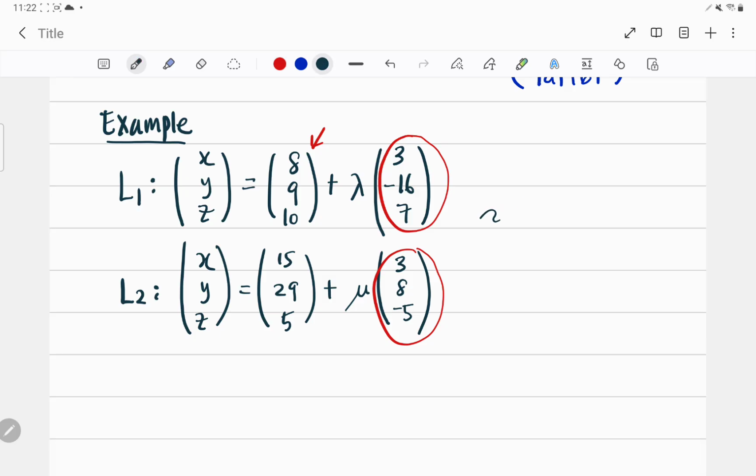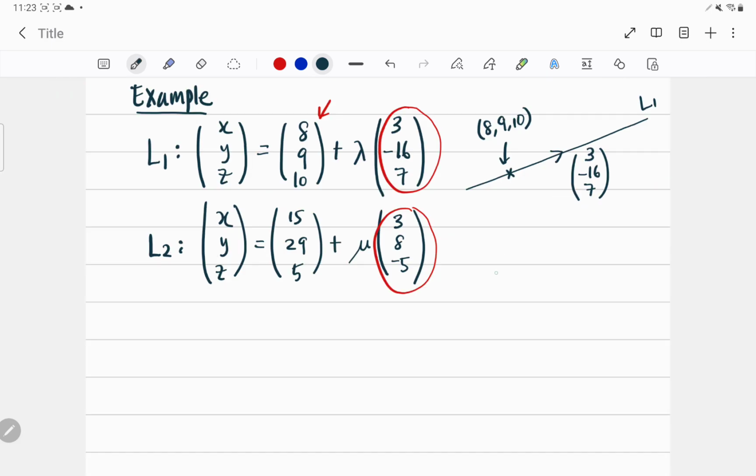Let me give you a sketch. So there is a line, and this is line L. This line L goes through a fixed point here, 8, 9 and 10. And the direction vector of this line is represented by 3, minus 16 and 7. We will have another separate video later on to show you how to write the equation of a line. And you can see over here that 3, minus 16, 7 cannot be written as k times 3, 8, and minus 5.